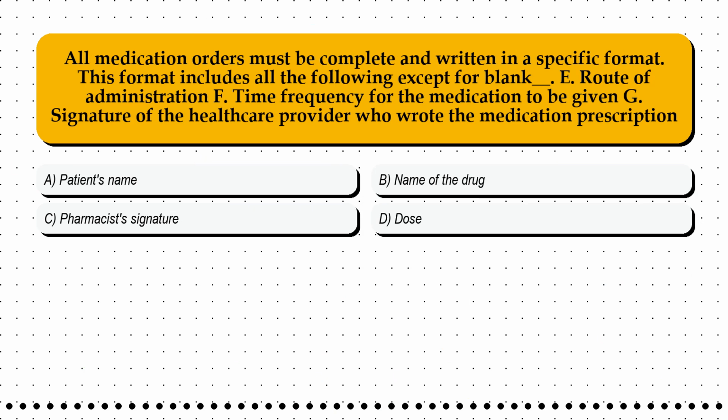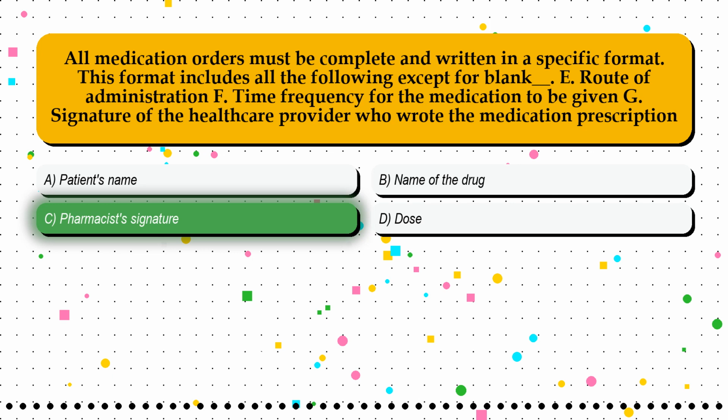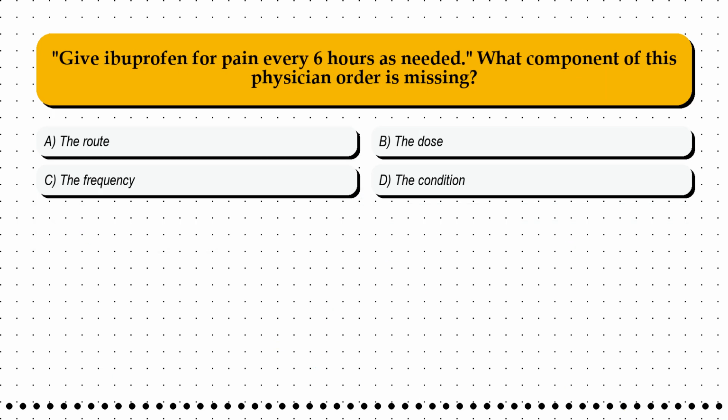Question 12. All medication orders must be complete and written in a specific format. This format includes all the following except for blank. E. Route of administration. F. Time frequency for the medication to be given. G. Signature of the healthcare provider who wrote the medication prescription. Option A. Patient's name. Option B. Name of the drug. Option C. A pharmacist's signature. Option D. Dose. The correct answer is option C. Pharmacist's signature.